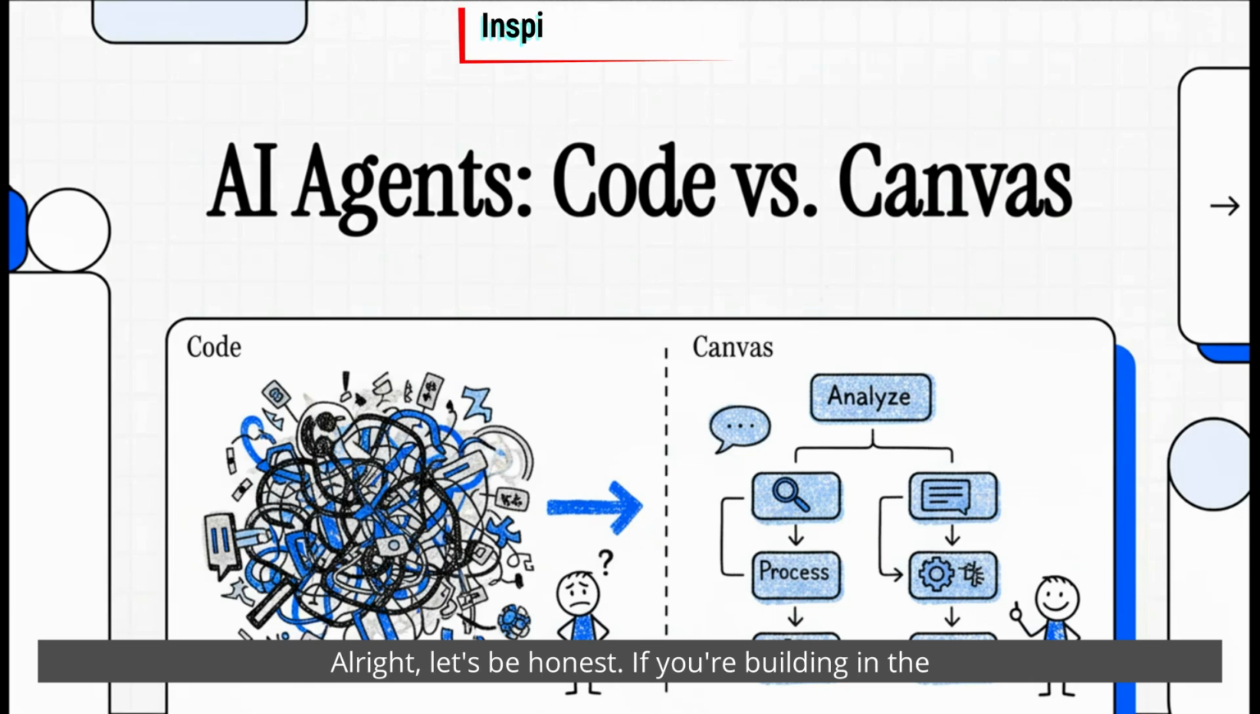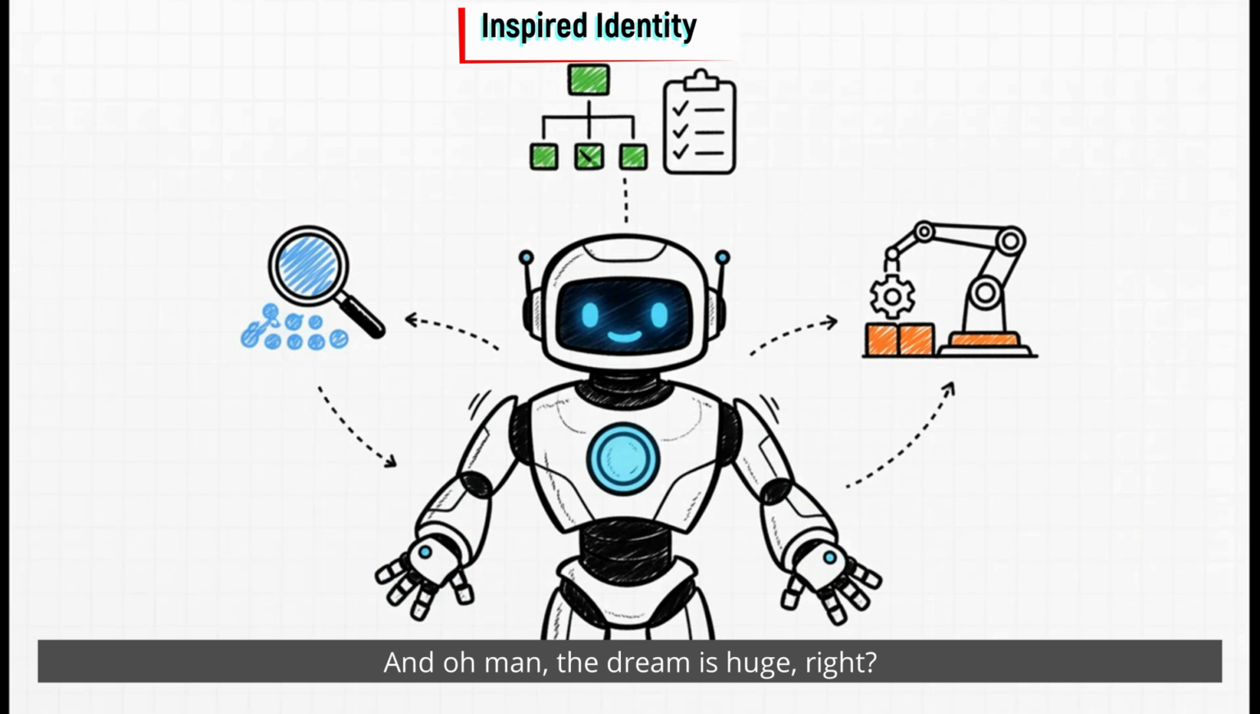All right, let's be honest. If you're building in the AI space, you've probably dreamed of creating your own autonomous agent, a JARVIS-style assistant that just gets stuff done. But as so many of us have found out the hard way, the dream of building one and the reality, well, they're worlds apart. And oh man, the dream is huge, right?